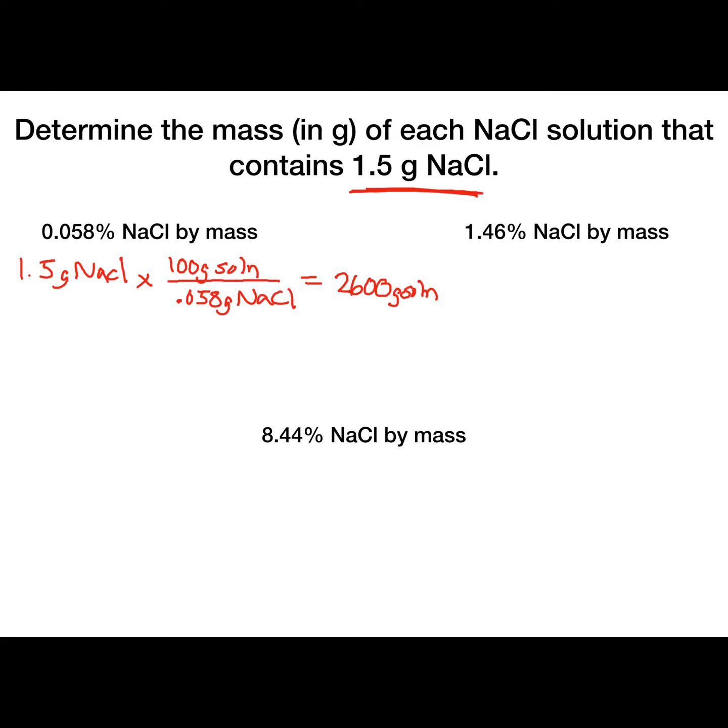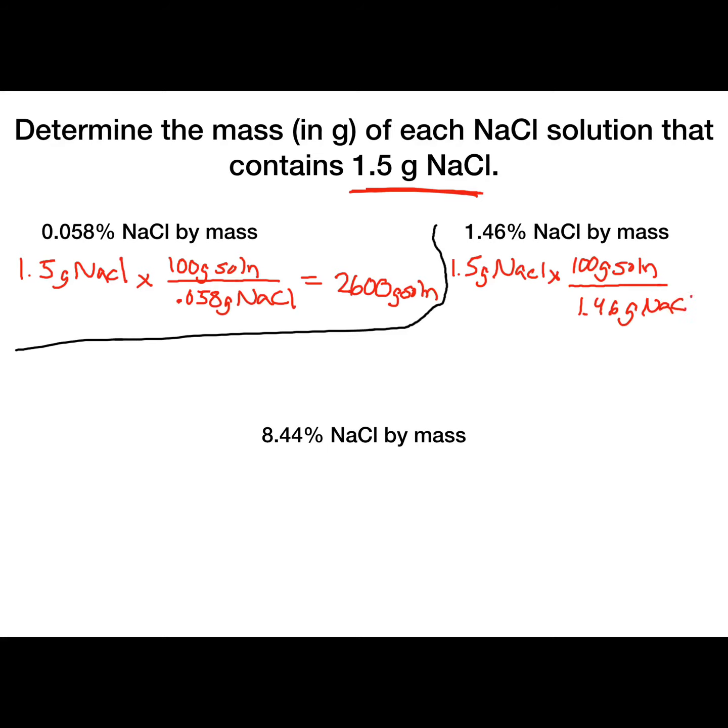Our next problem is 1.46% NaCl by mass. So we're going to set up this problem in the same way as we did for the first one. I'm just going to draw a barrier line here so we don't get confused. Okay, so 1.5 grams of NaCl times, now in 100 grams of solution, there is 1.46 grams of NaCl.